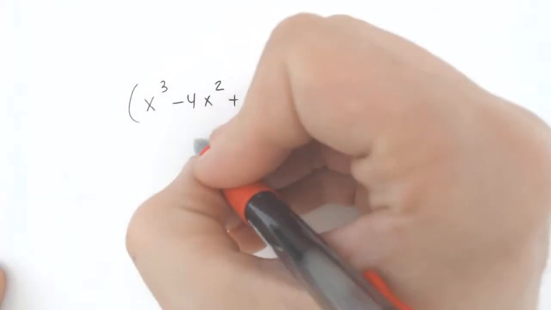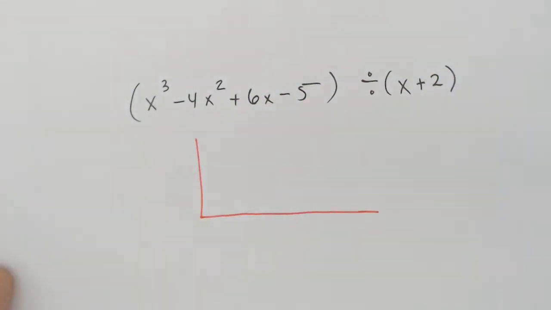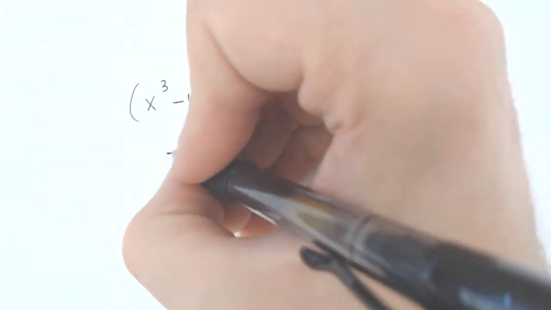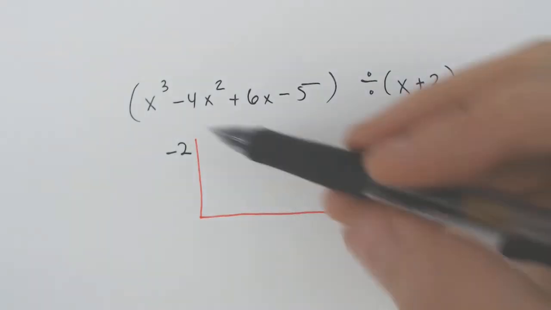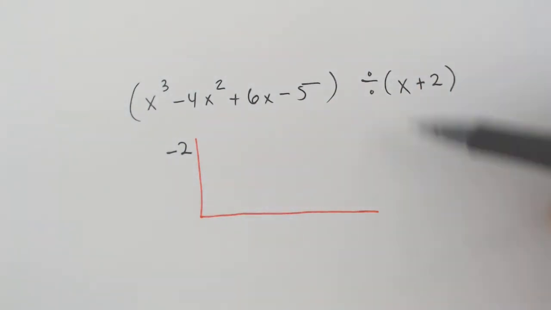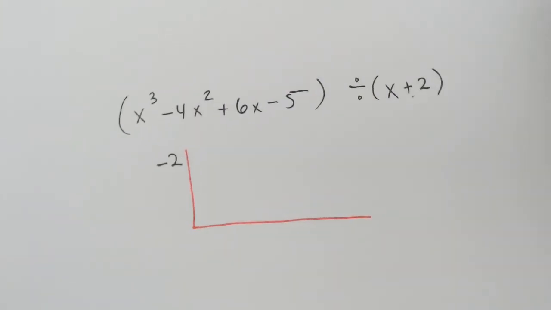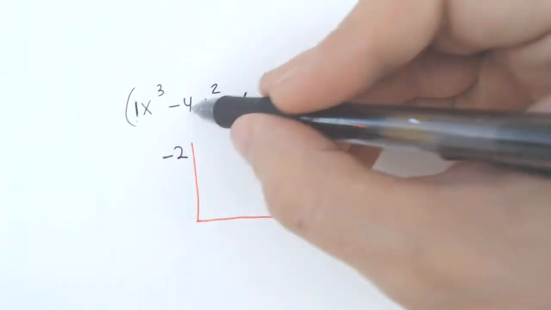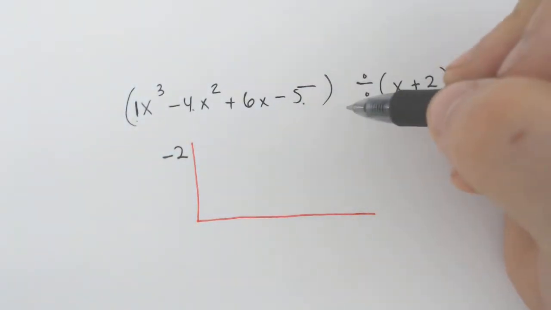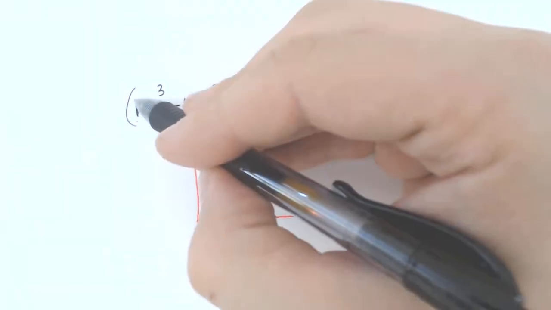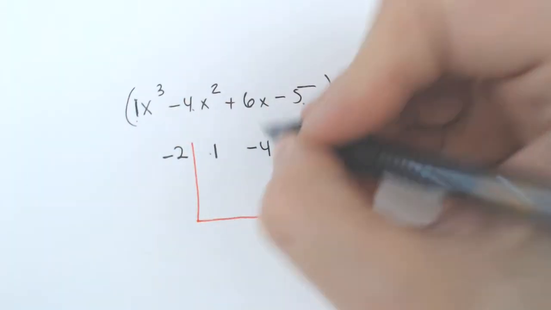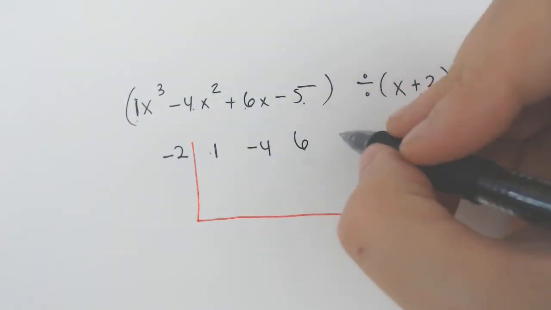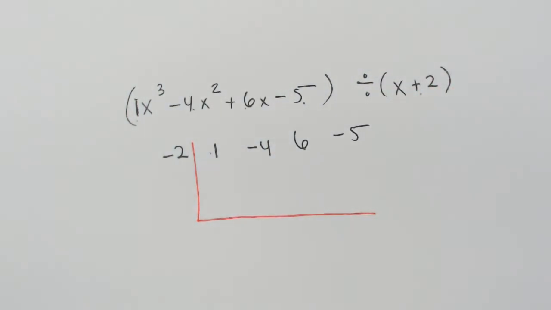So that's very important. When you're doing synthetic division, you take this 2 and change the sign of it and put it on the outside of this big L thing. So this 2 became negative 2. You're essentially putting your 0 here. And then the numbers that are in front of what you're dividing would go here. So I got a 1 for the x to the third, a negative 4 for the x squared, a 6 for the x, and then a negative 5. So those numbers just drop down.